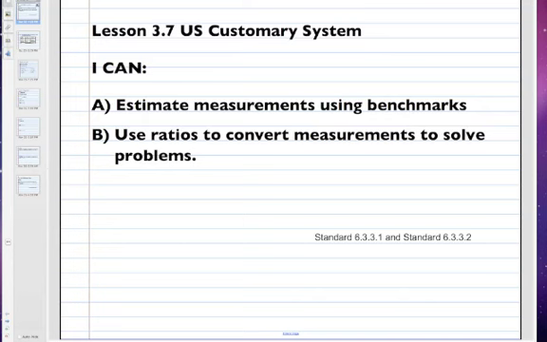Hi, sixth graders. Tonight we're going to work with another measurement system called the U.S. Customary system. We have the same two objectives that we had with our metric system lesson, and that's to estimate measurements using benchmarks and to use ratios to convert measurements to solve problems.